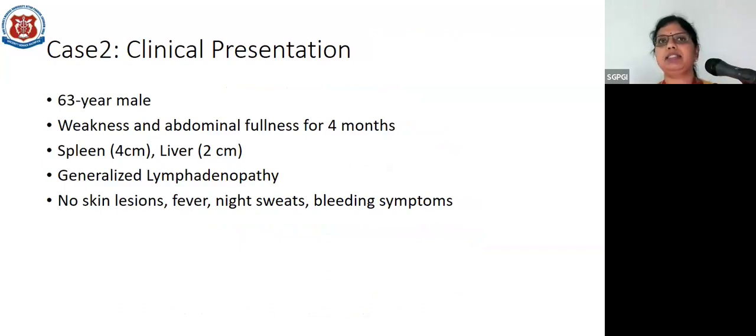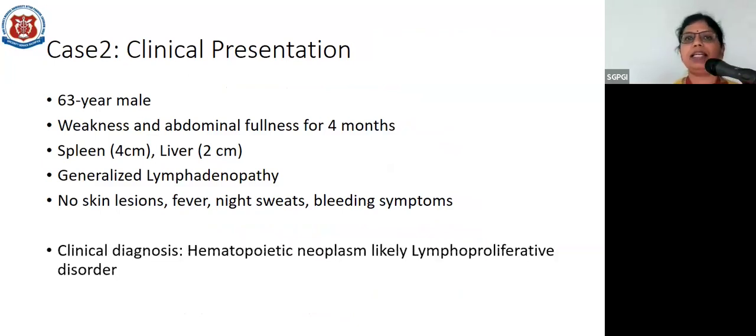4 months, and some more history for hematology, presenting with spleen and liver enlargement, along with generalized lymphadenopathy. The patient did not have any skin lesions, fever, night sweats, or bleeding symptoms. So the profile from the clinical history makes it likely to be a lymphoproliferative disorder.